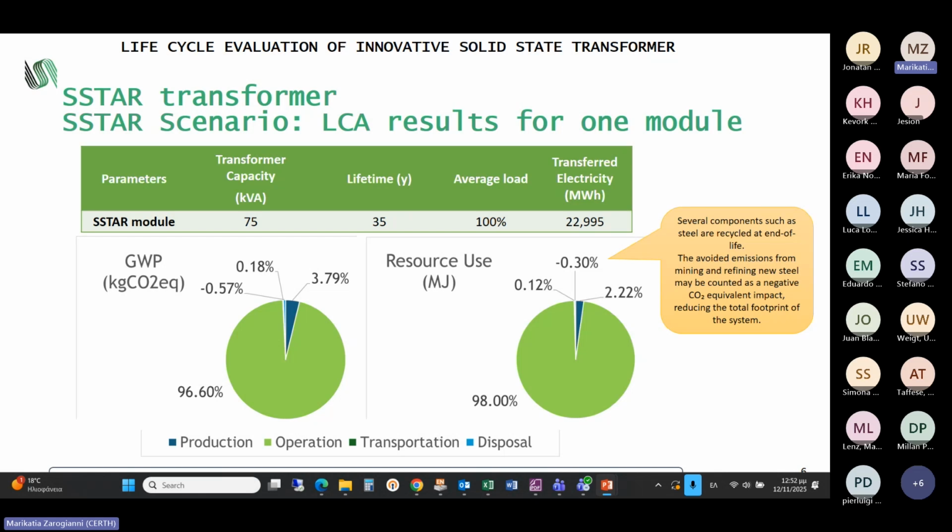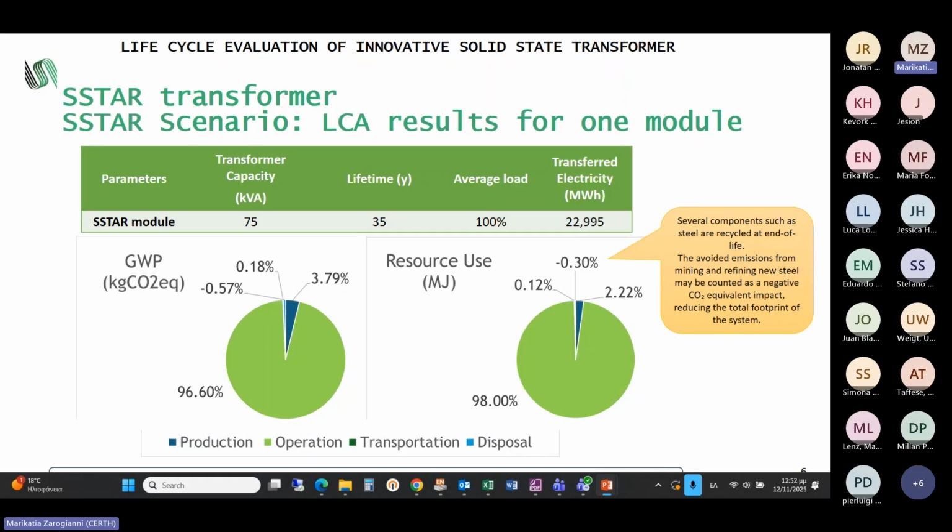the operational phase is the dominant contributor, responsible for 96.6% of the total impact, highlighting the importance of operational efficiency, while production contributes less than 4%, and transportation has negligible contributions. Lastly, the negative disposal value, contributing to the reduction of the overall system footprint, arises from the recycling of materials, such as steel, which reflects the avoided emissions linked with the extraction and refining of new steel.